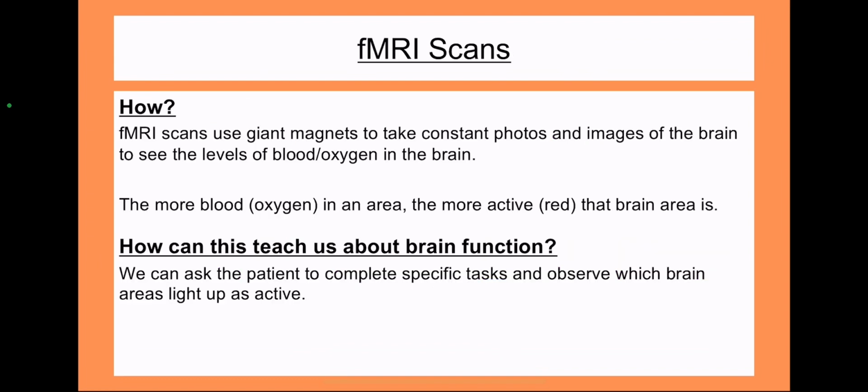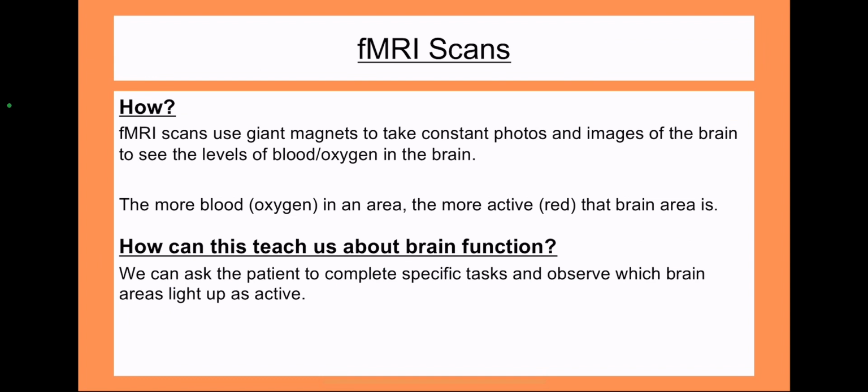The final brain scan technique is the fMRI scans. These are different again. These are machines that use giant magnets to take constant photos and images of the brain to see the levels of blood and oxygen in the brain. It uses giant magnets because it is able to track the level of blood, and what we are looking for is we're looking to track the amount of oxygenated blood.